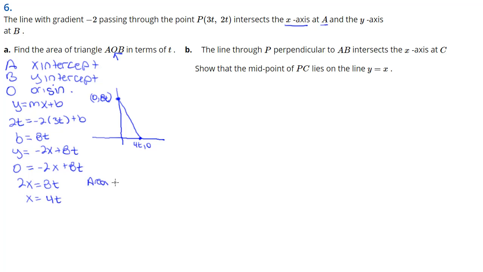The area for a triangle is equal to 1/2 base times height. So all I've got to do is 1/2 times 4t times 8t. And that's going to give me 16t squared. And then that's the area of the triangle.